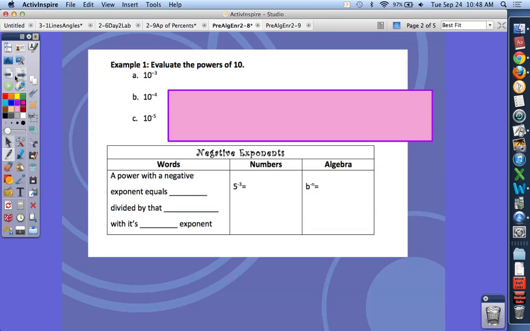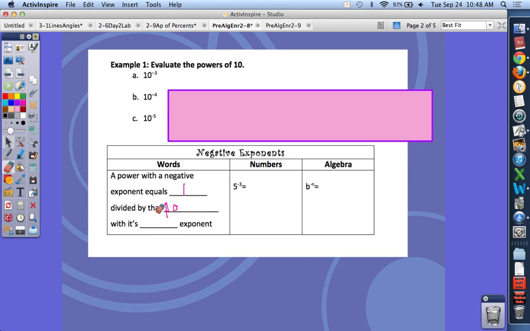So let's try some of these. If I wanted to evaluate the power of 10, but now I have a negative exponent. Remember what that negative exponent means. Let's fill in this box down here first. A power with a negative exponent equals 1 divided by that power.